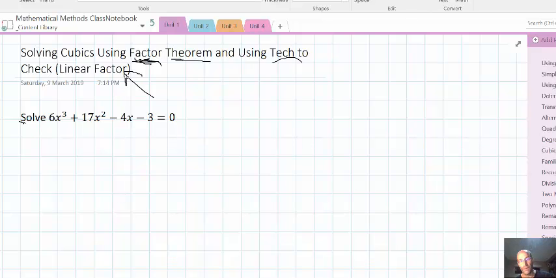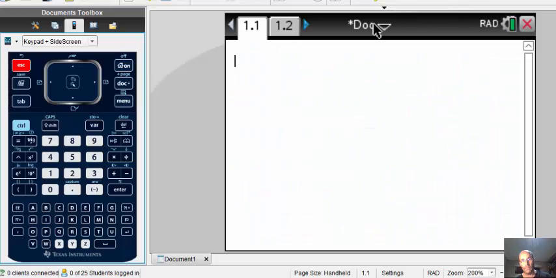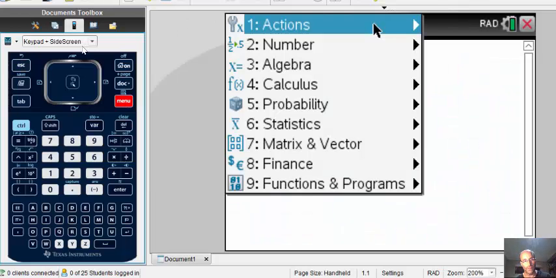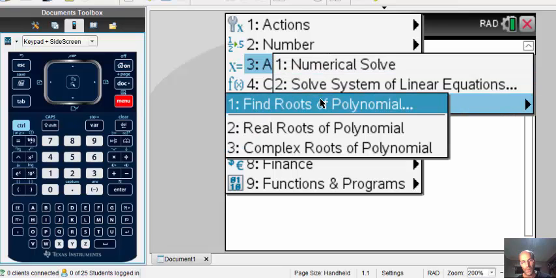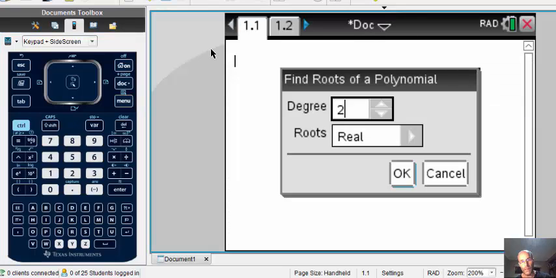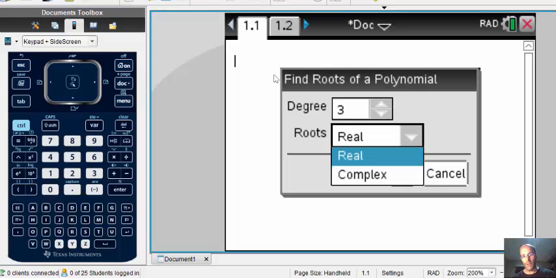Maybe we'll do the easy bit first, the technology. On a TI Inspire, we basically hit the menu. You can just be in calculator and hit menu, algebra and polynomial tools. Basically we're going to find the roots of a polynomial, and we're looking at a cubic, so it's degree 3. The roots are real. We're not looking at complex roots. That's outside the scope of what we're doing in this math methods video.